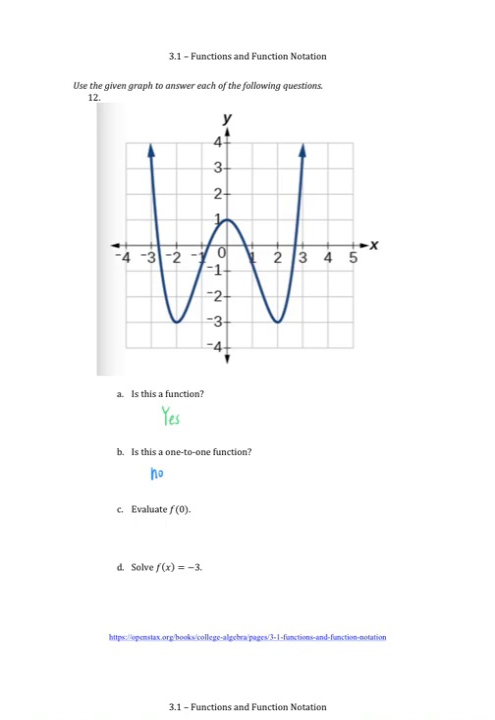Okay, and now I want to evaluate f of 0. Here, 0 is the x value. So I need to find 0 on the x-axis. Here's 0. Now I want to know the associated y value. In order to find the associated y value, I have to go to this point that's on the graph. This point is (0, 1). The x value is 0, which is what I want, and the y value is 1. So the answer would be 1.